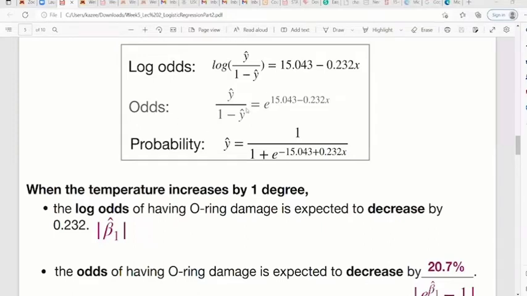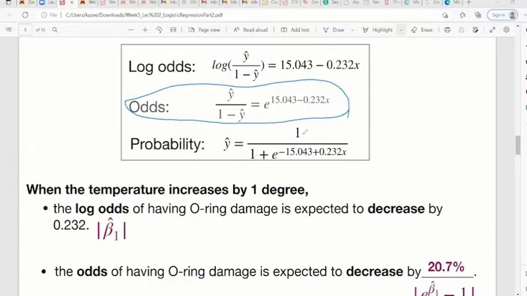Now, how do I interpret the one that has to do with odd? Don't forget, we got this odd from the first equation. From the log odd, we got this. All we did is move the log to the other side, and when the log comes to the other side, it becomes the exponential. So you derive this from the first one.